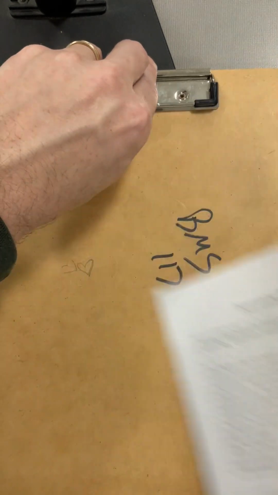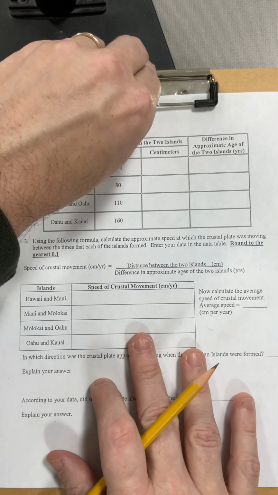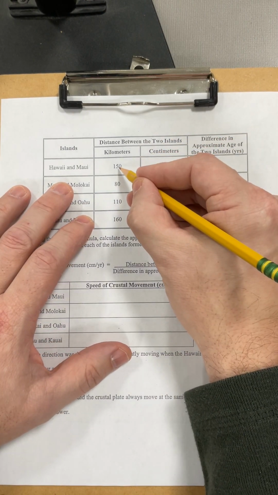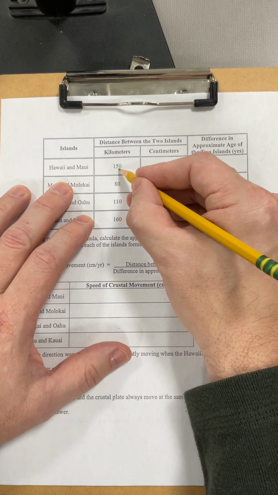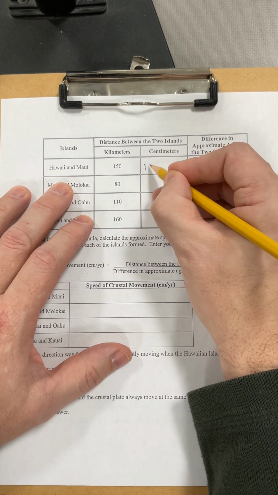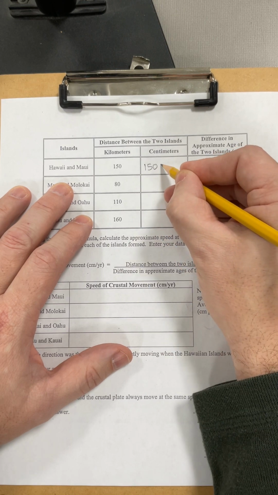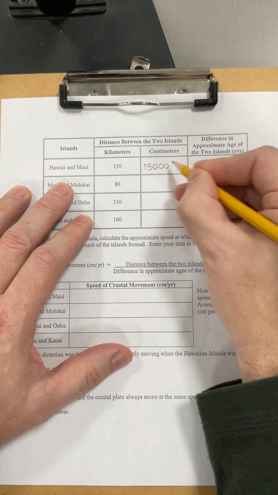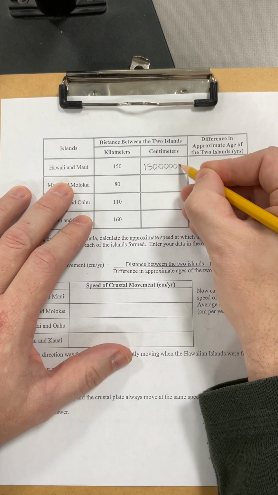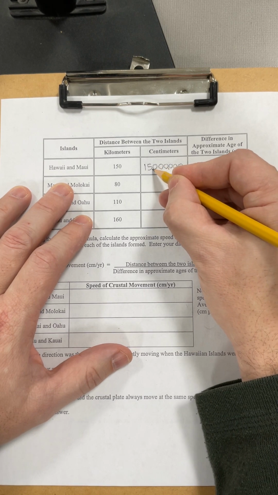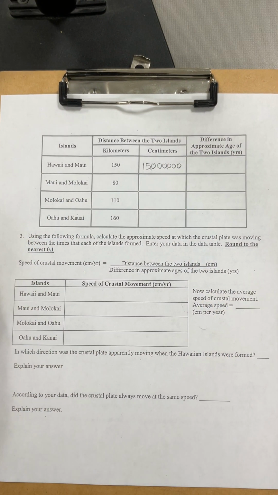So if I flip this over, this is the same thing we did on the last activity where we're trying to determine how fast the crustal plates are moving in the Atlantic Ocean. So to do that, I just take 150 and I multiply it by 100,000. Now the easy way to do that is just write down 150 and then just add my 5 zeros, 1, 2, 3, 4, 5. And then I'll put in my commas. There we go, 15 million.